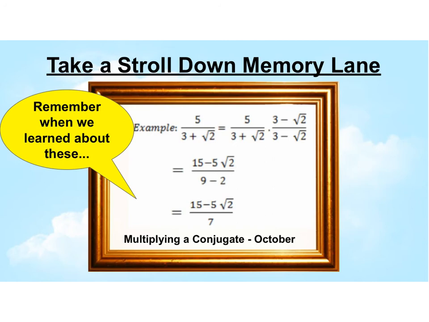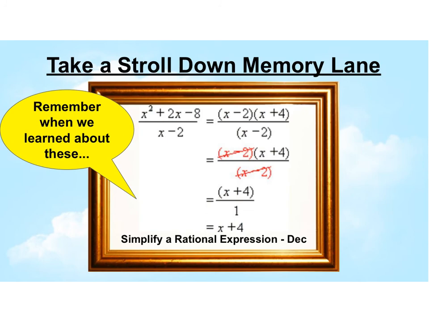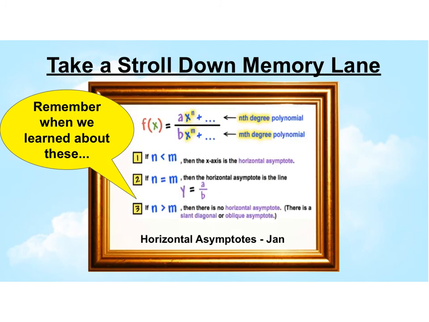Multiplying by the conjugate. So if we have 3 plus the square root of 2, then we can multiply by 3 minus the square root of 2 to simplify that denominator. Simplifying a complex fraction. We have a fraction over a fraction. We need to get a common denominator, multiply by the reciprocal, and then simplify. Simplifying a rational expression. This usually means factoring and then seeing what simplifies to 1. Remember our P and Q rule. This image has the N's in N and M, but we did P and Q.